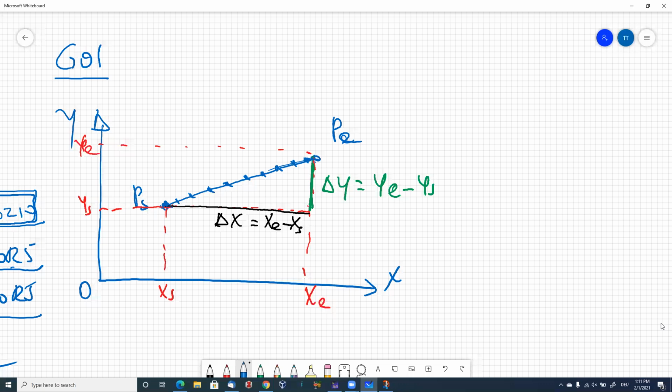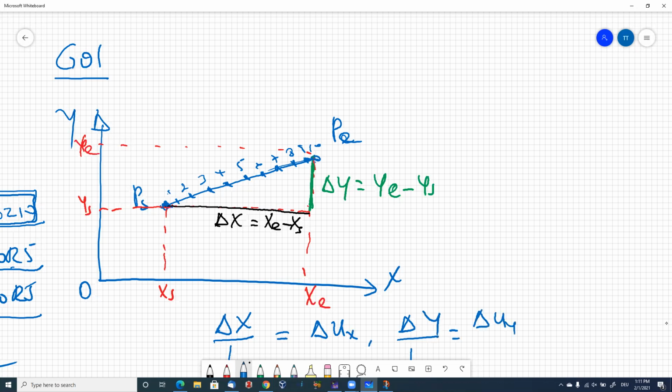So PS, 1, 2, 3, 4, 5, 6, 7, 8, 9, 10. We have 10 points between PS and PE. So delta X divided by 10, we call it delta U along the X, maybe. Delta Y divided by 10 is delta U about Y. That means we just divide like this.